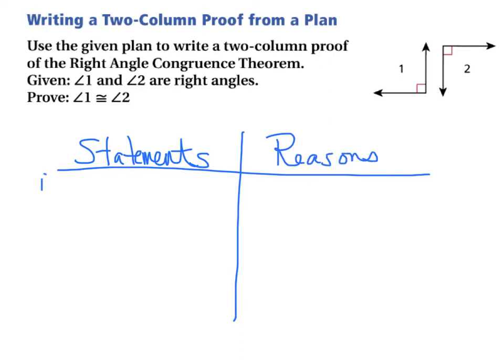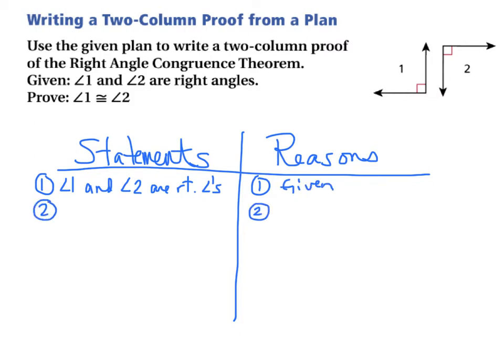So 1, angle 1 and angle 2 are right angles. And our reason would be because they are given.